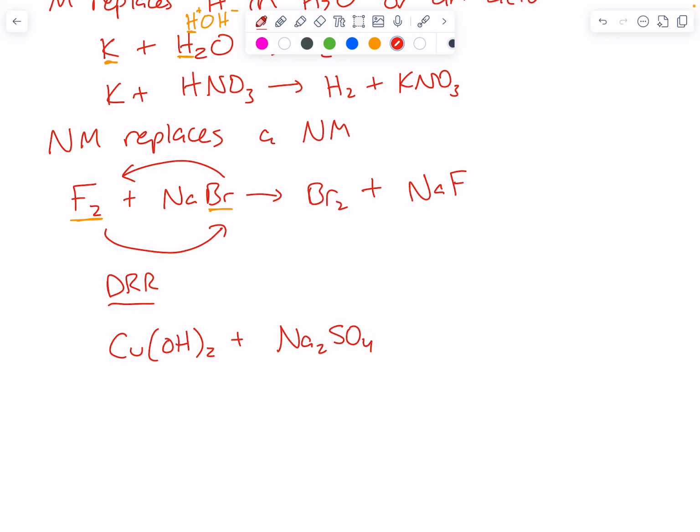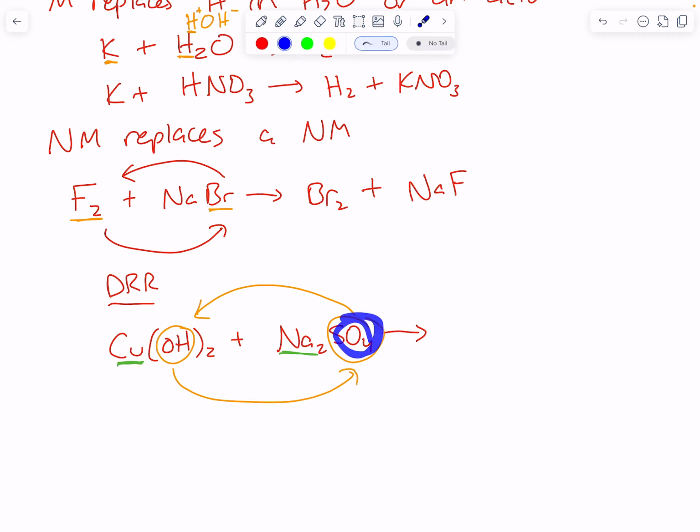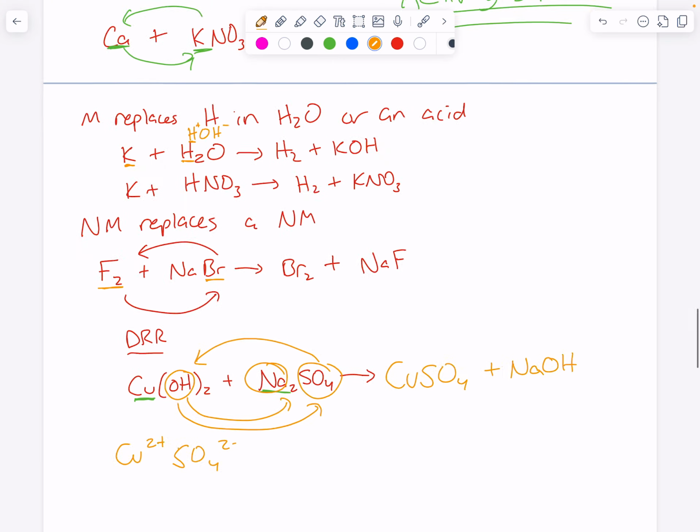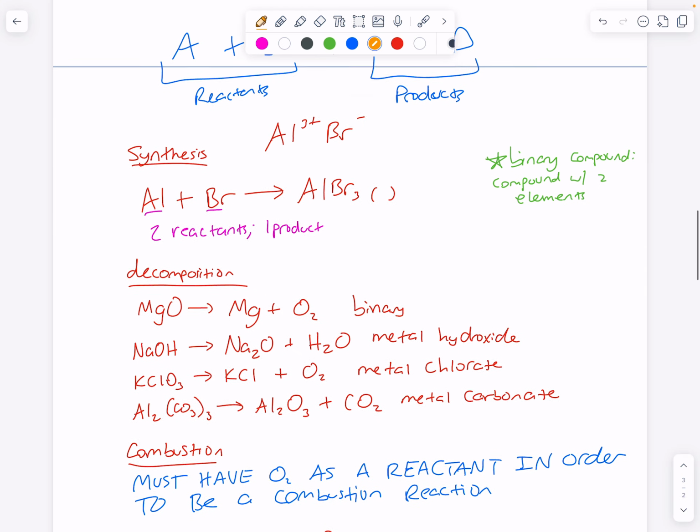Okay, perfect. What happens in a double replacement reaction? Simple. My cations stay in place. My anions switch places. SO4 is now with Cu. When I uncross it, Cu has a 2+ charge. SO4 has a 2- charge. Together they make CuSO4. Plus, OH is now with Na. Na is plus, OH is minus, making it NaOH. So that is the 5 different types of reactions summed up and summarized as best I could.